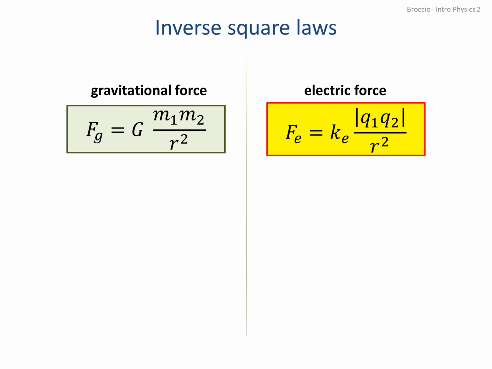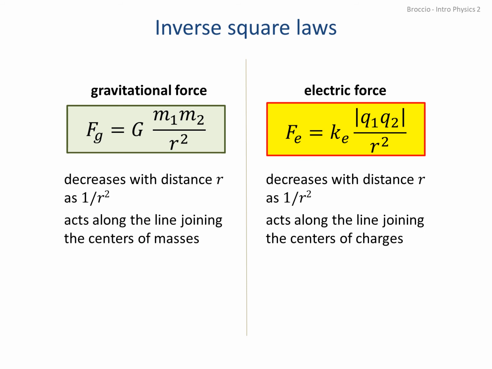I'm pretty sure all of you noticed the similarity with the law of universal gravitation from Physics 1. Both forces decrease with 1 over r squared and act along the line joining the centers. The main difference is that gravitation is only attractive because mass can only be positive, while the electric force can be attractive or repulsive because charges have 2 possible signs.